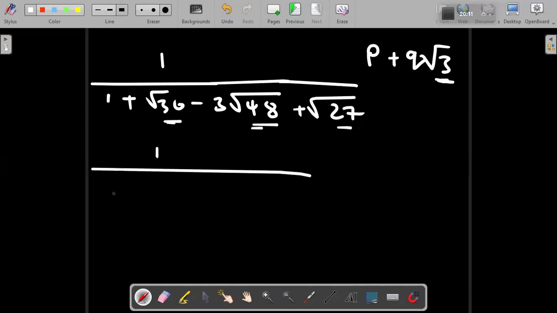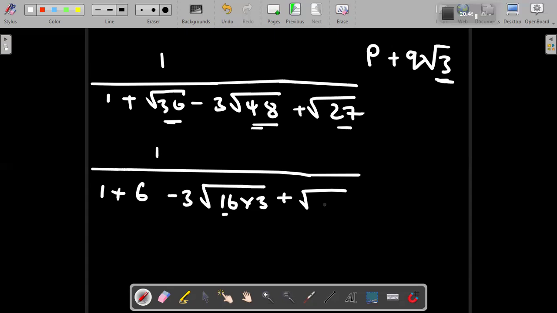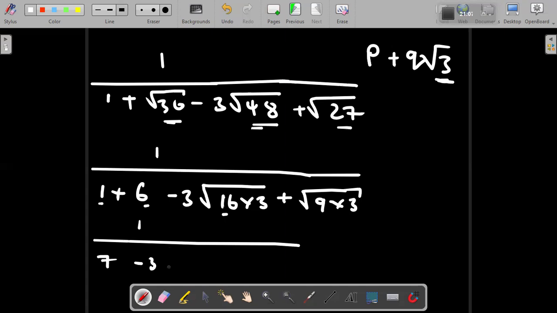So I'll write this as 1 over, root of 36 will just give me 6, then minus root of 16 times 3. So 16 is going to give me a perfect square, and then the 3 is the one which will remain like that. Plus, then I do the same here with 27. So here I'll have 1 over, I can add 1 plus 6, I'll get 7, then I have the negative root of 16 times 3, so when you separate them, root of 16, root of 9, then root of 3, like that.